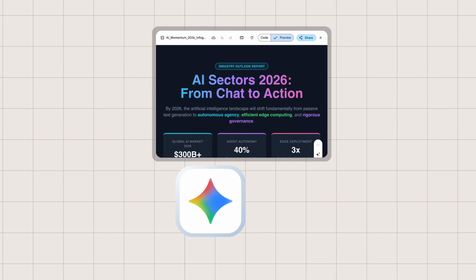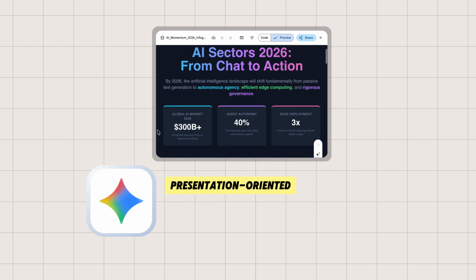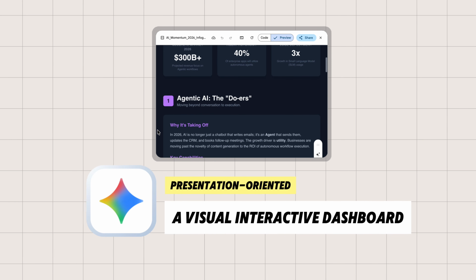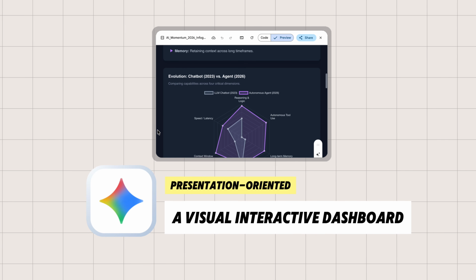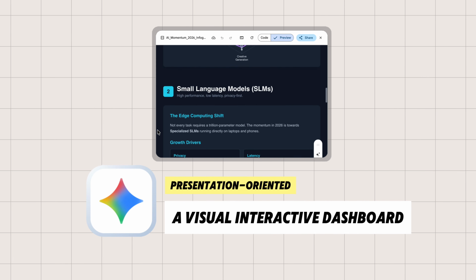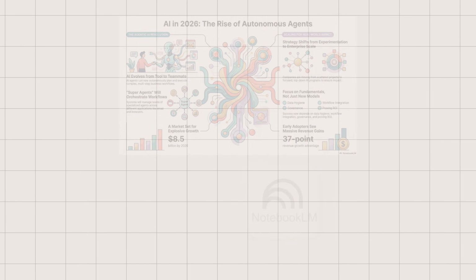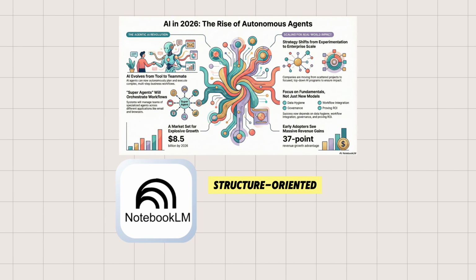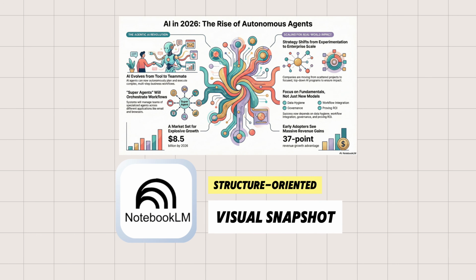One quick thing to note, deep research exists in both Gemini and Notebook LM, and both can turn reports into infographic-style outputs. But the infographic we just saw in Gemini is more presentation-oriented. It feels closer to a visual dashboard designed to communicate insights quickly through visual emphasis. In Notebook LM, the infographic behaves more like a structured research snapshot.